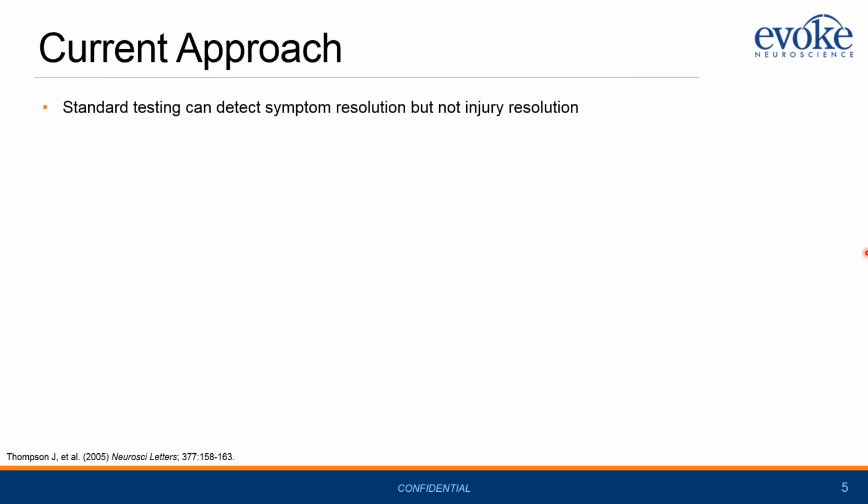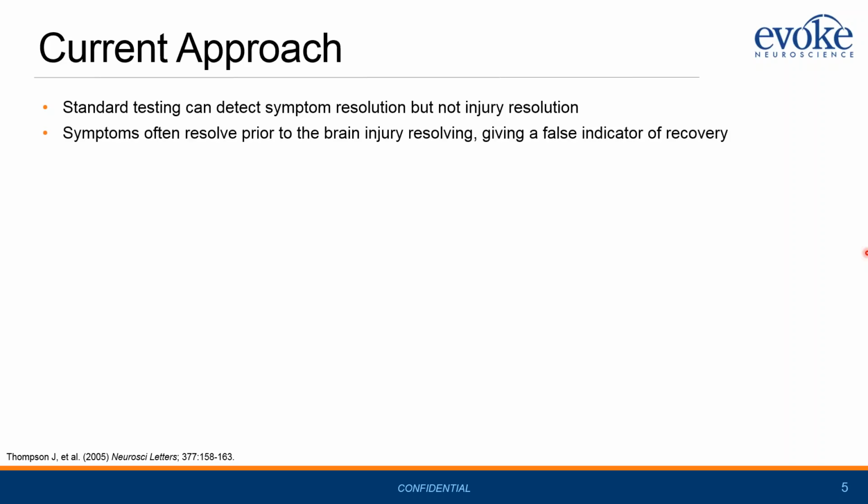Our standard testing only detects symptom resolution, but not injury resolution. So we would be able to detect, yep, your symptoms are gone. It seems like you're good to go, but that might not be the case because symptoms often resolve prior to the brain injury resolving. And this really gives us a false indicator of recovery.